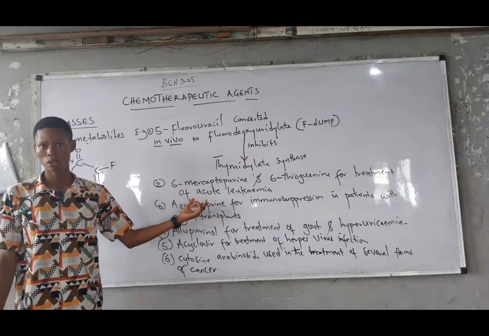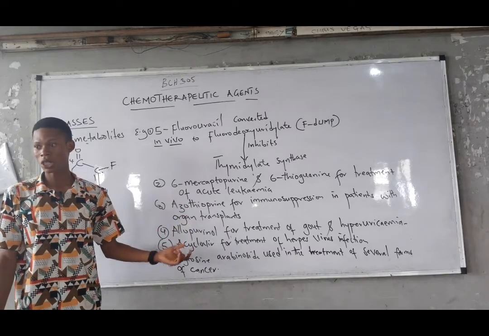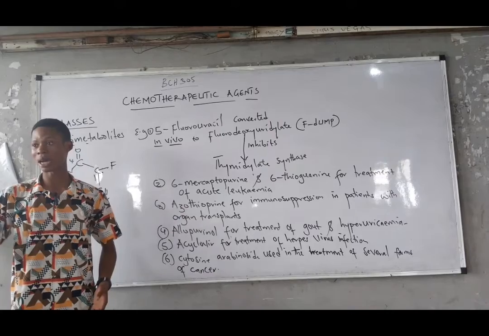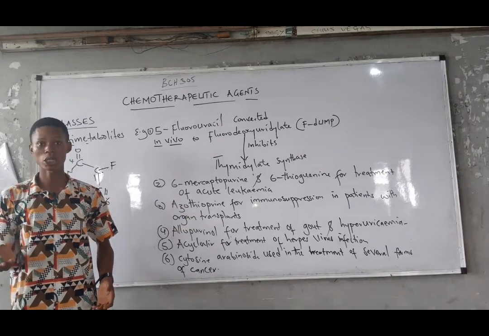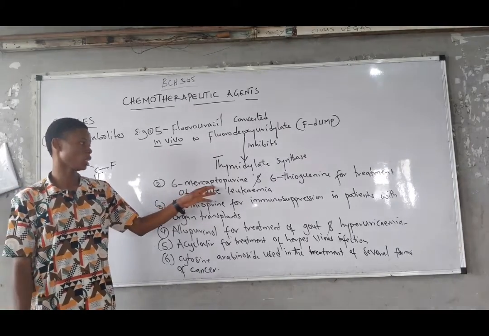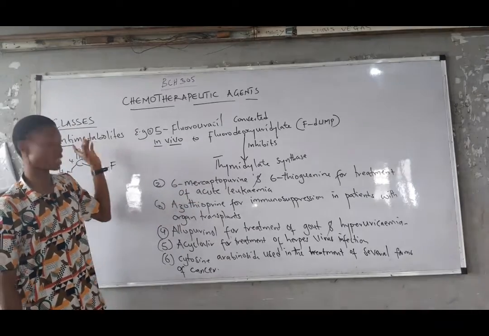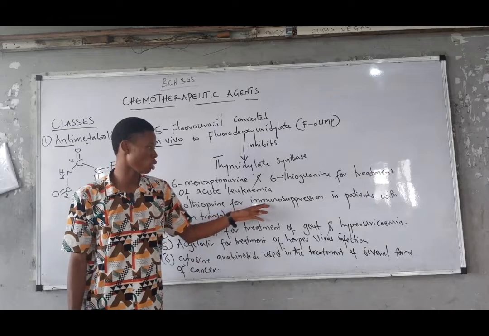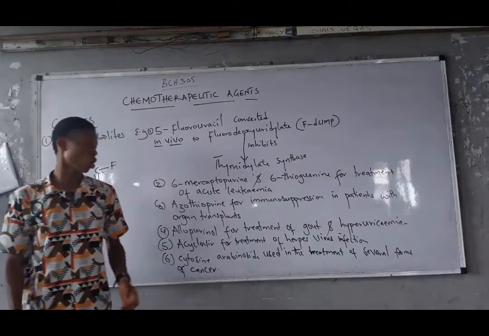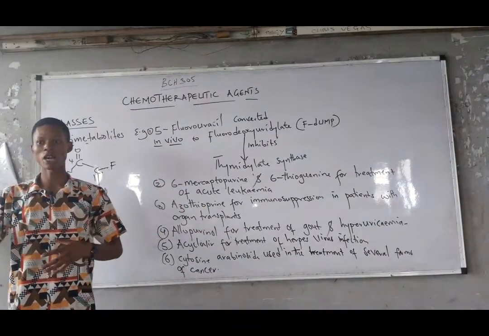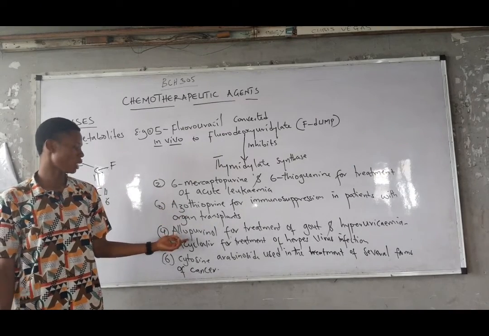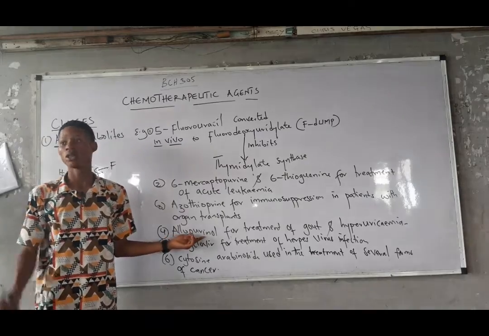What's leukemia? Cancer of the what? Blood, right? We know leukocytes are what? White blood cells. So we can use this, and it works as an antimetabolite also. Azathioprine is used for immunosuppression in patients with organ transplants. So after an organ transplant, they can use this to prevent rejection. The next one there is allopurinol.